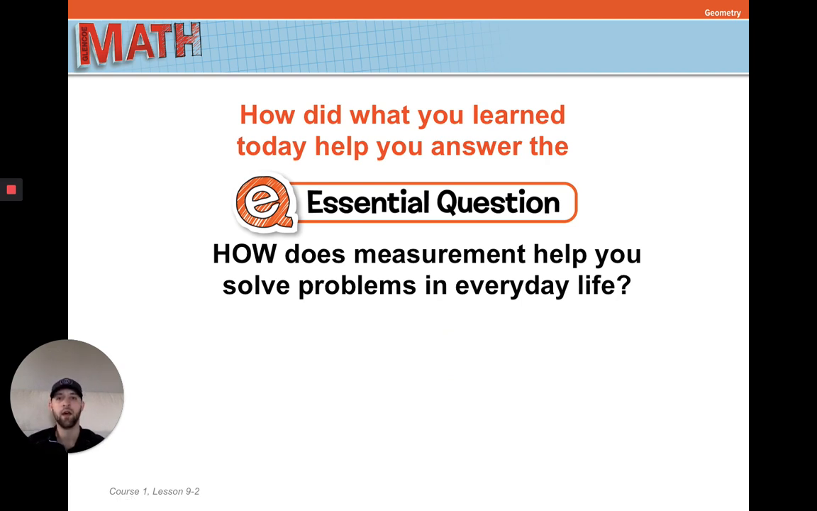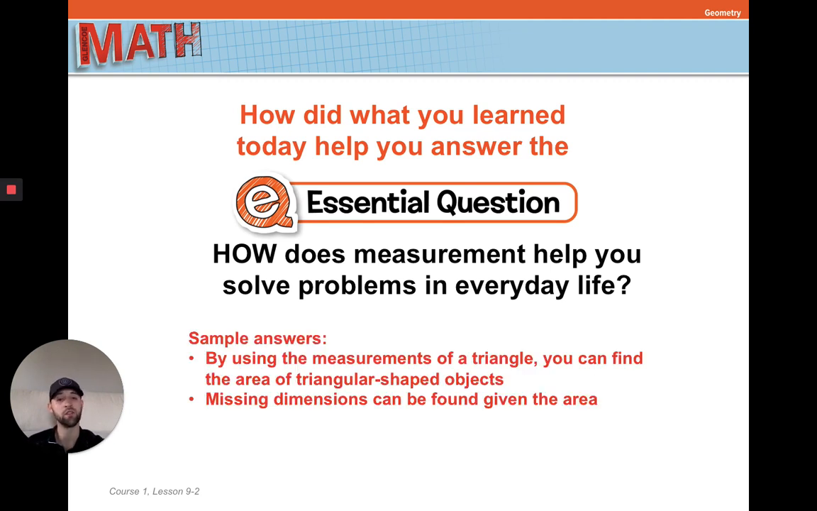How did what you learned today help you answer the question? How does measurement help you solve problems in everyday life? Hopefully these were a couple answers you could have come up with. By using measurements of a triangle, you can find the area of triangular shaped objects. And we can also find missing dimensions when we are given the area.